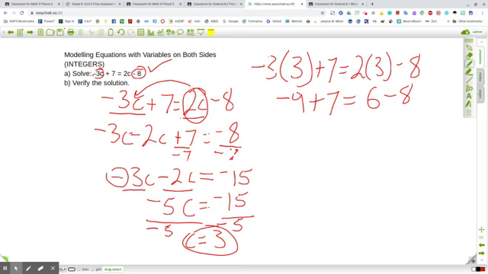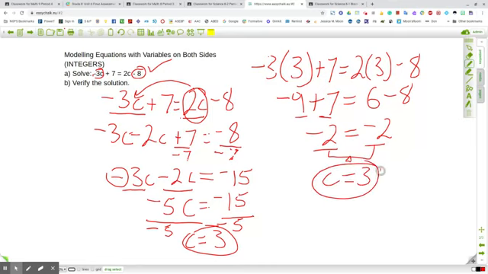So I'm going towards the right. Negative 9 plus 7 is negative 2. And 6 take away 8 is negative 2. Both sides of my equation are balanced. Therefore, c equals 3, and that is correct. So I solved the equation, then I verified, and I've proved that c equals 3. You'll find out a little bit later why the verification is important. All right, thanks.